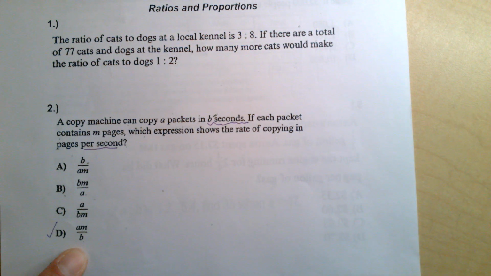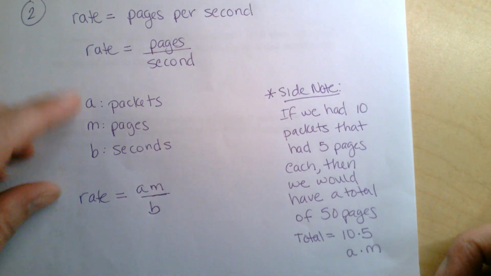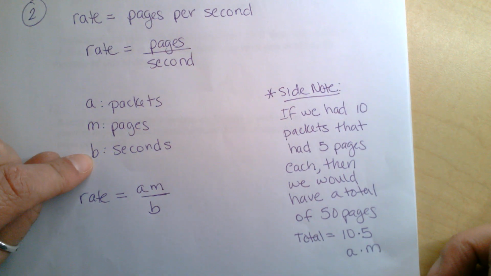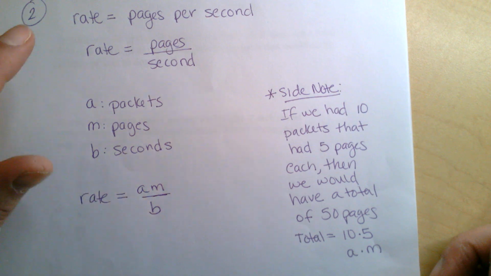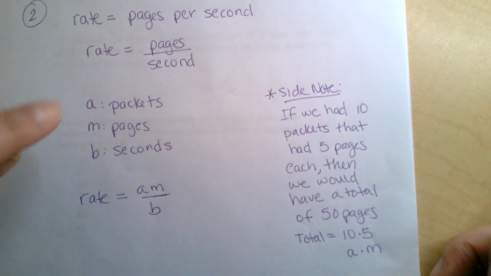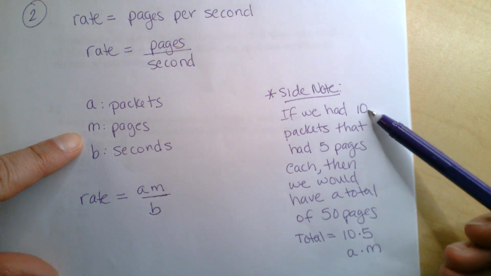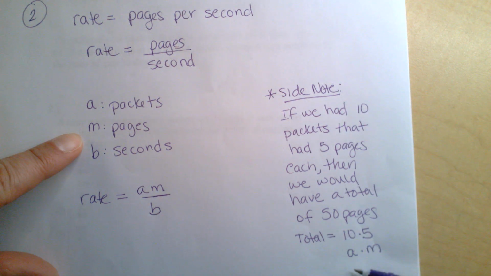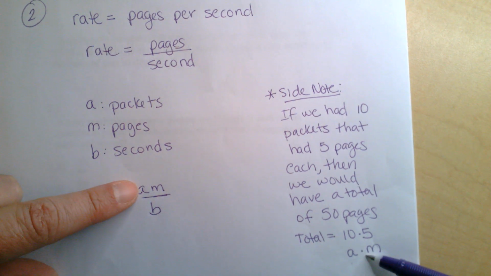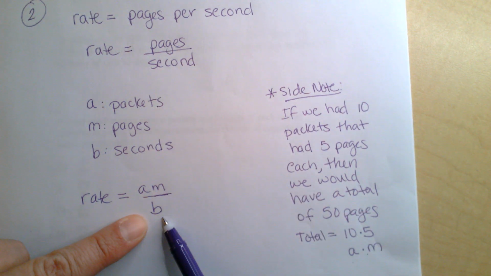You could choose to do that, or you could map it out where you label everything and you get the equation yourself. So we have rate is pages per second. We have A is packets and M is pages. So if we have 10 packets that had 5 pages, then we would have a total of 50 pages. That's how I got A times M, 10 times 5. So A times M, and then rate, seconds is in the denominator, seconds and seconds.